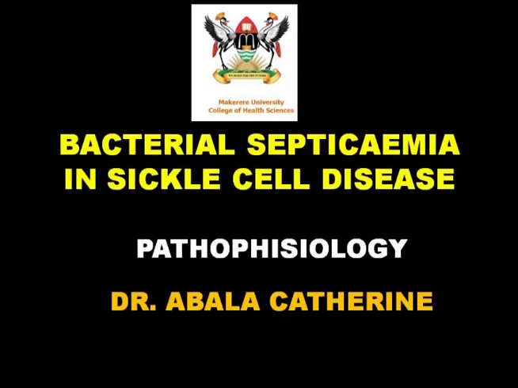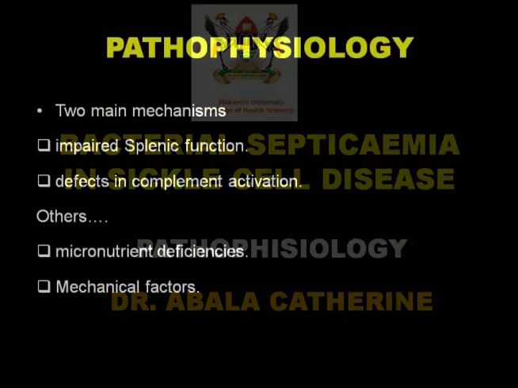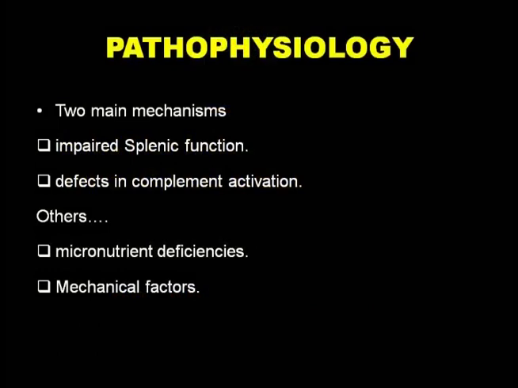So I'm going to take you through the pathophysiology of infections in sickle cell disease, why these children are prone to infections, and if they get infections, why are they prone to overwhelming sepsis. There are two main mechanisms. One is they have an impaired splenic function, and they also have defects in their complement activation system. Other mechanisms could be things like micronutrient deficiencies and mechanical factors. But the two main ones are the hyposplenism that they get, and also defects in their complement activation.